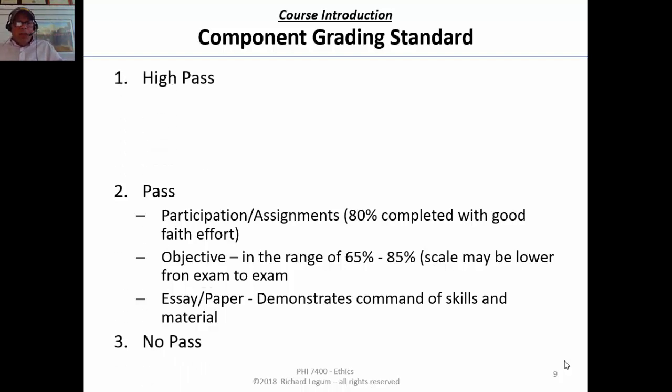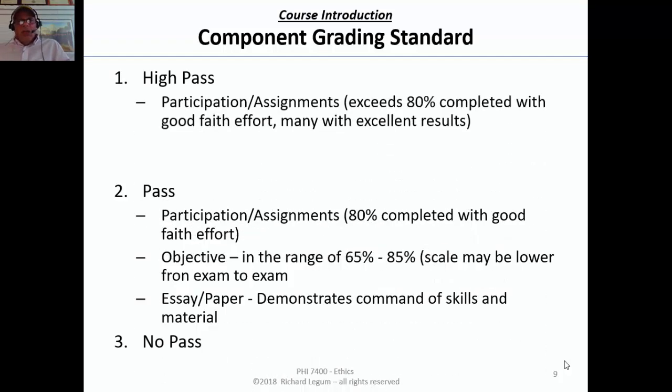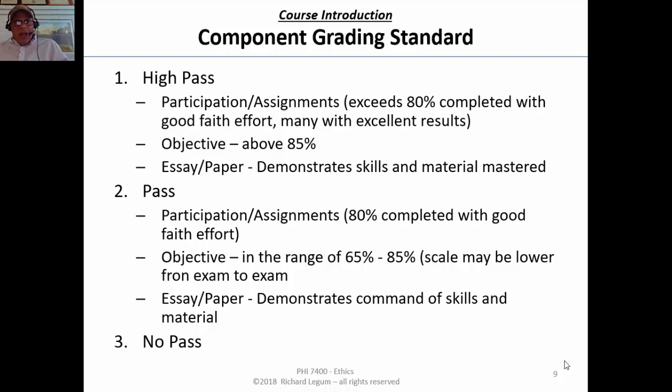Now, there is also a grade that you may receive, which is a high pass. In that case, for participation or assignments, you've exceeded the 80% number with good faith effort, and many of them you really gave good answers, excellent results. And by the way, the 80% might vary a little bit, plus or minus. On the objective parts of the final and the midterm, above an 85%, or if it's a lower scale, above whatever the scale topped out, will earn you a high pass. And on an essay or paper, it demonstrates that you've really mastered the skills or the material. And when I say mastered, it doesn't mean you've earned a graduate degree in philosophy from the quality of the work, but the work really is of good quality. It demonstrates that you really understood this. Now, those are how the individual components are going to be graded.